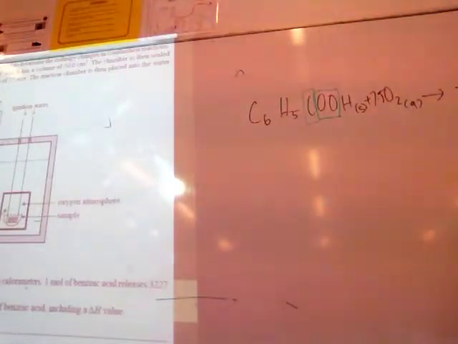Did you get it right? I did the whole number. And what did you get as your delta H? -6454. Yep. So you doubled your delta H. As long as you double your delta H, you can do the whole number ones.